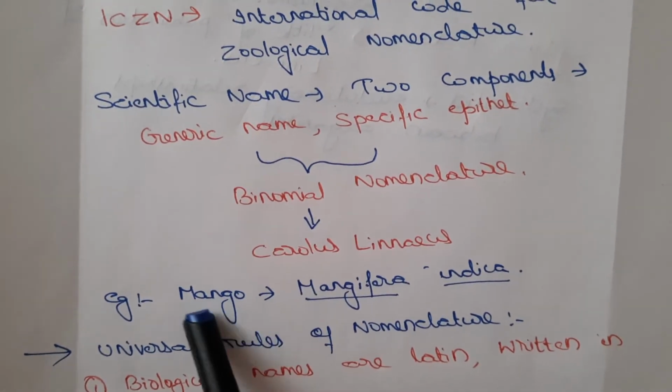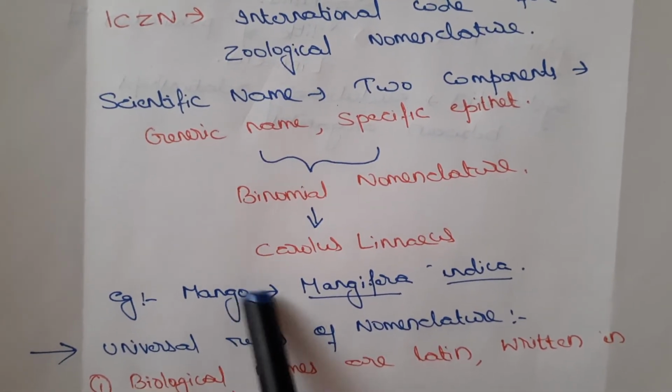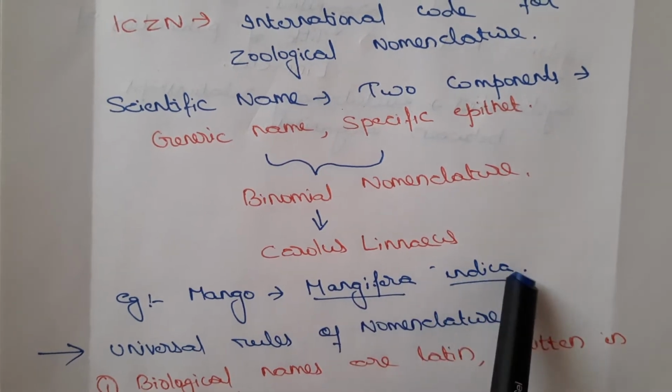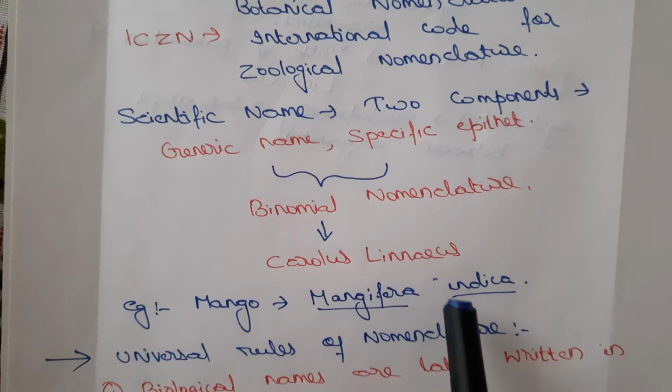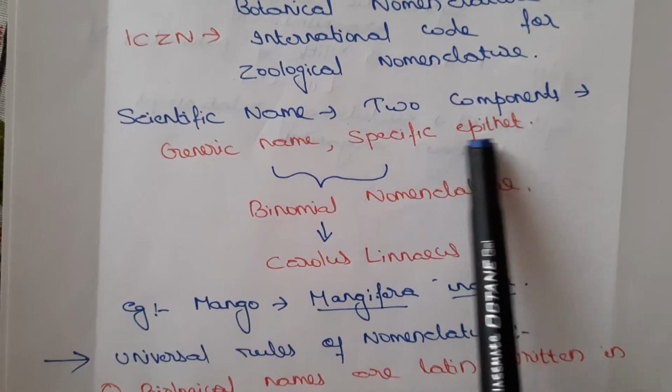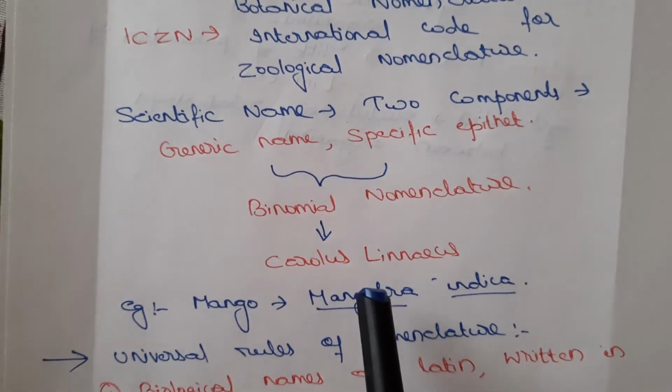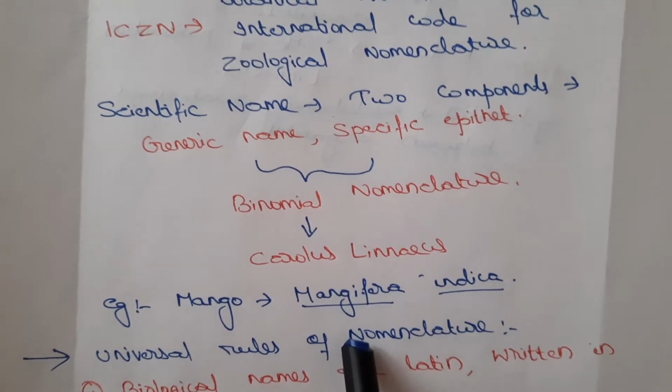Now let's take the example of mango. The scientific name of mango is Mangifera indica. Here Mangifera indicates the generic name and indica indicates the specific epithet. So this is how we write a scientific name.